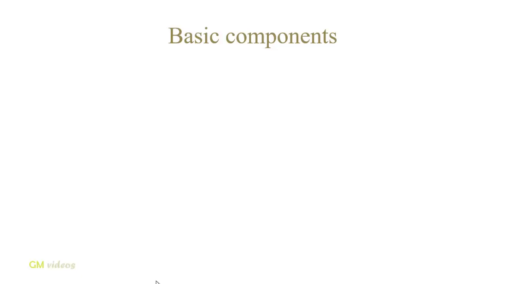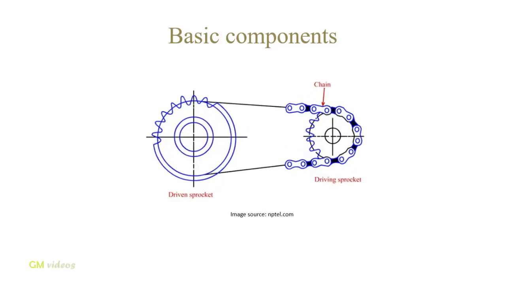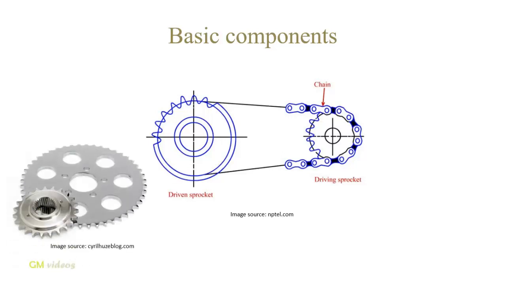Let us first understand a chain drive and its components. A chain drive primarily consists of a driving sprocket, a driven sprocket, and a chain, which is a set of links. What are sprockets? Sprockets are wheels with projecting teeth around the periphery that can fit into the corresponding recesses in the links of the chain. They resemble spur gears. What are chains?